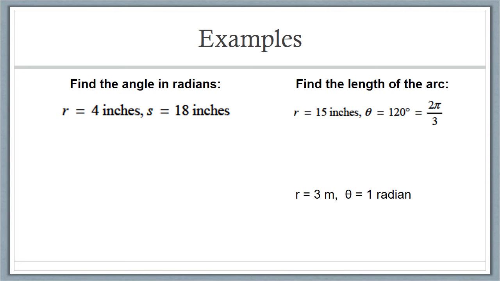Now try these out. Pause the recording, give them a try, and resume to check your answer.